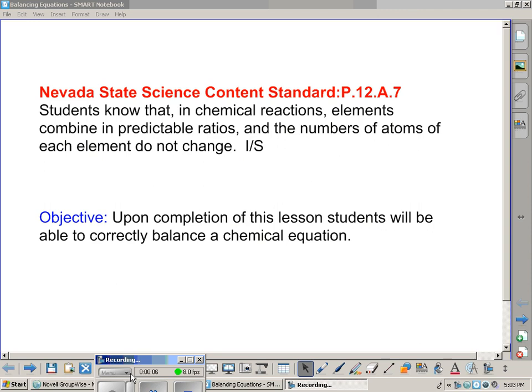Today we'll be covering material under Nevada State Science Content Standard P12A7. It says that students know that in chemical reactions, elements combine in predictable ratios and the numbers of atoms of each element do not change. And the objective is that upon completion of this lesson, students will be able to correctly balance a chemical equation.